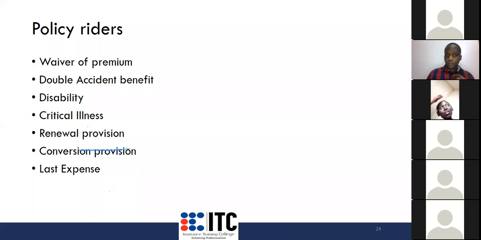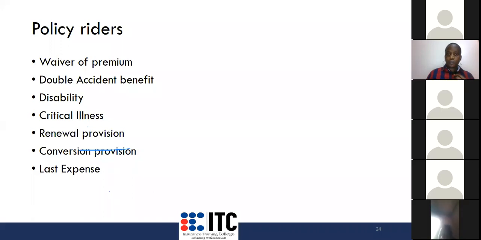What if the policy owner becomes disabled as a result of an accident? Can there be a percentage, or a waiver for the remaining years?